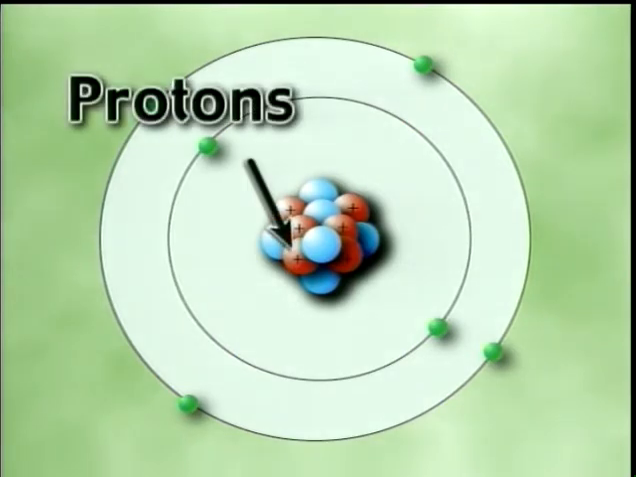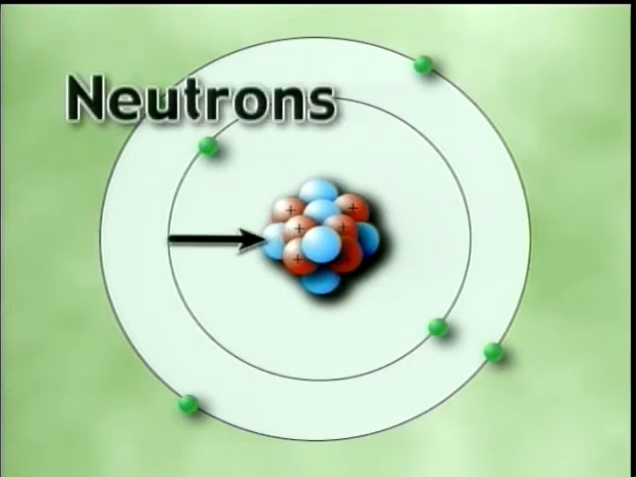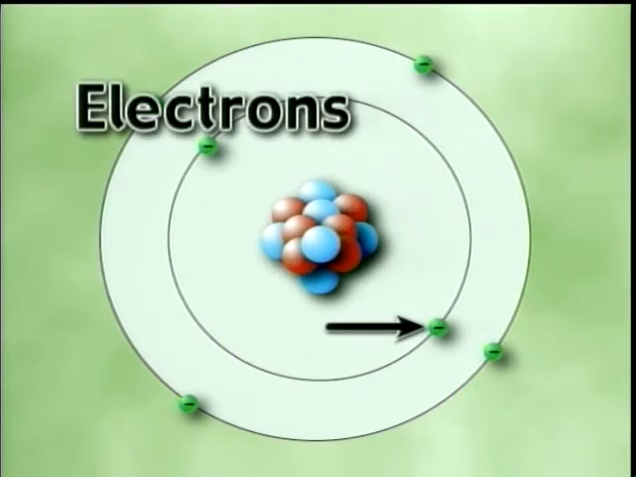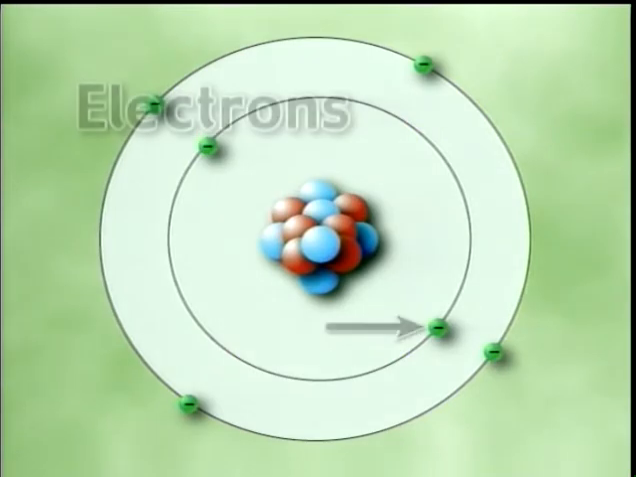Protons are positively charged subatomic particles located in the nucleus of an atom. Neutrons are subatomic particles that have a neutral charge. They're also located in the nucleus. Electrons are tiny subatomic particles that whirl around the outside of the nucleus. Electrons carry a negative charge.